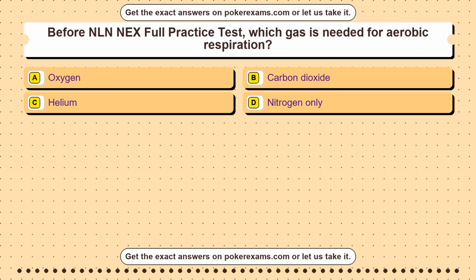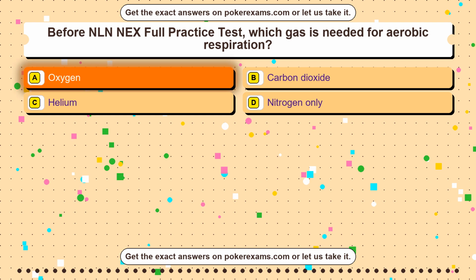Question 5. Before NLN NEX Full Practice Test, which gas is needed for aerobic respiration? Option A. Oxygen. Option B. Carbon dioxide. Option C. Helium. Option D. Nitrogen only. The correct answer is option A.